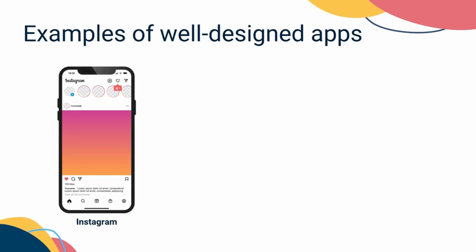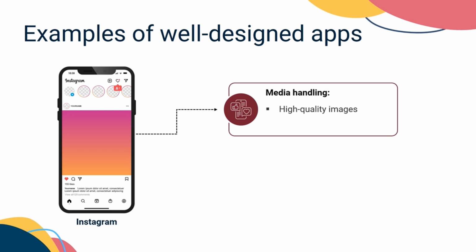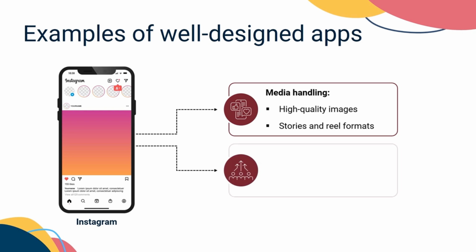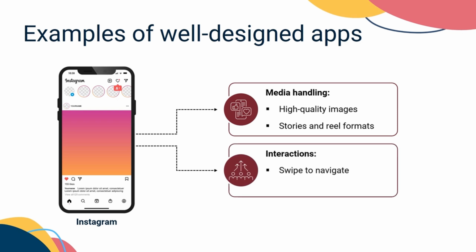You have seen how media and interactions work across popular platforms. Now, let us look at real-world apps that excel in these areas. Instagram showcases high-quality images and videos, making it a dynamic visual platform. You can easily interact with stories and reels, liking and commenting with simple gestures.